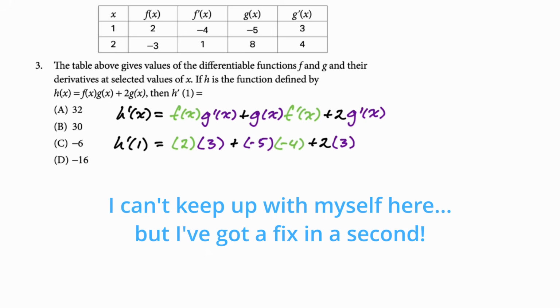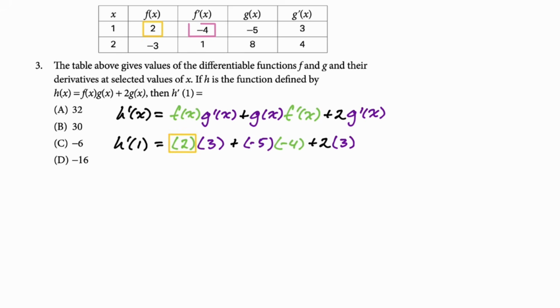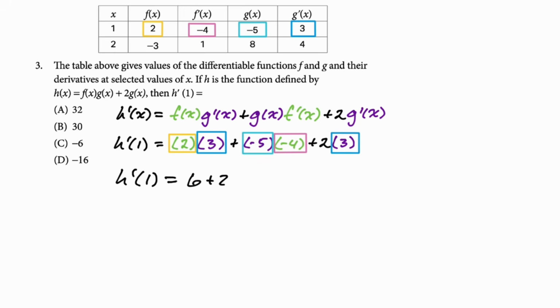All right, in case I went too fast on that, which I probably did, I went through and color coded everything. So take a look there, and you can see the values that we got from the table. I don't know why they're giving you values at 2 in this table. They don't usually give extraneous information, but here they did. And then we just need to clean this up. So 6 plus 20 plus 6, going to give us 32. So our answer is A.